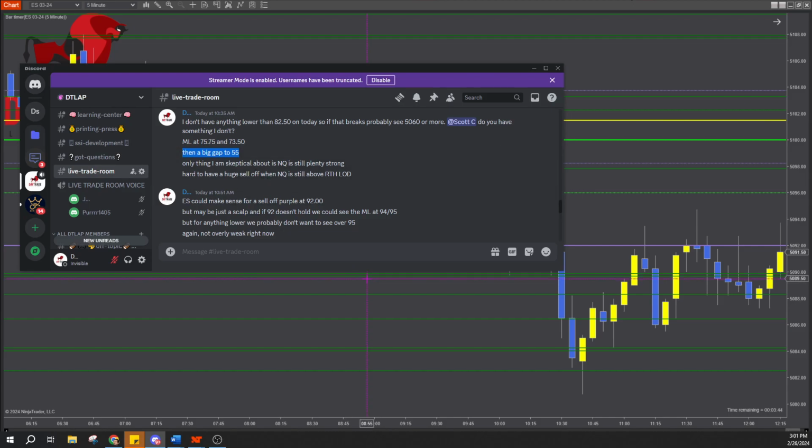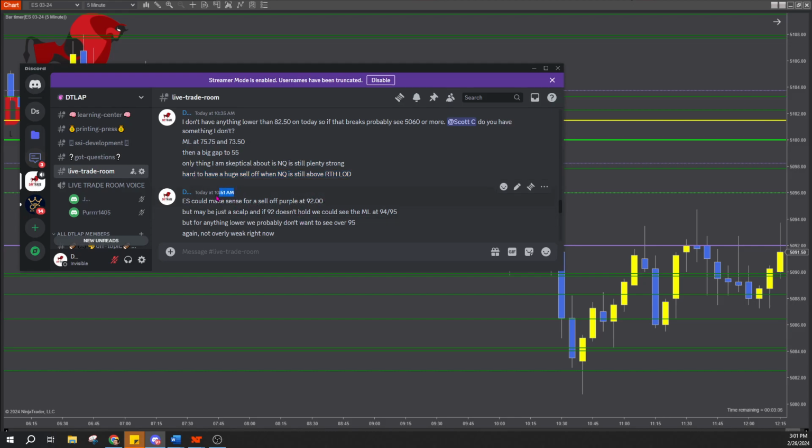But really nothing. So here's the problem with today. The market did not give us anything for today below this 8250. So that makes it a little bit tricky. And you tell me if you think it's coincidental when we see how the day unfolded. Only thing I'm skeptical about is NQ is still pretty strong. So this is breaking down here below 8250, and I'm saying I don't really know because NQ is breaking down. I said it's hard to have a huge sell-off when NQ is still above the regular trading hours low of the day. So NQ is not like this monster sell-off.